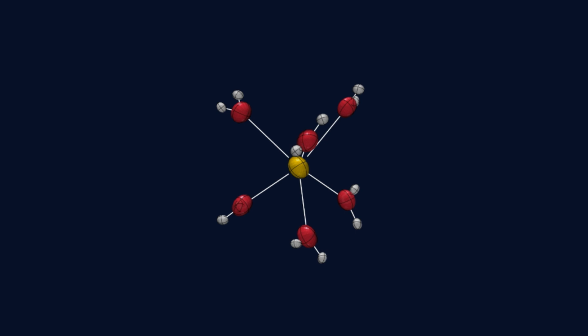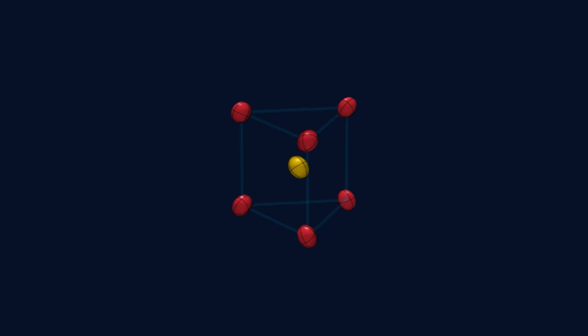To understand the true shape of this environment, we must strip away the excess. First, we remove the hydrogen atoms. Next, we dissolve the chemical bonds. The coordinating atoms are now just points floating in space. If we connect these directly coordinated atoms to one another, a 3D wireframe skeleton emerges.